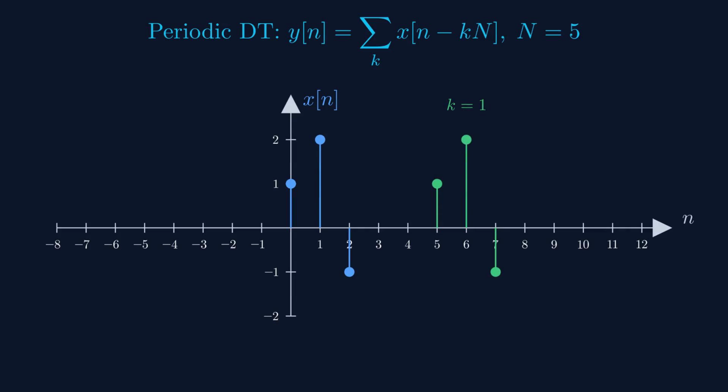The first copy sits at n = 0, 1, 2. The next copy at n = 5, 6, 7. Another at n = -5, -4, -3. Between copies, the signal is 0. The result repeats every 5 samples, making it periodic with period 5.